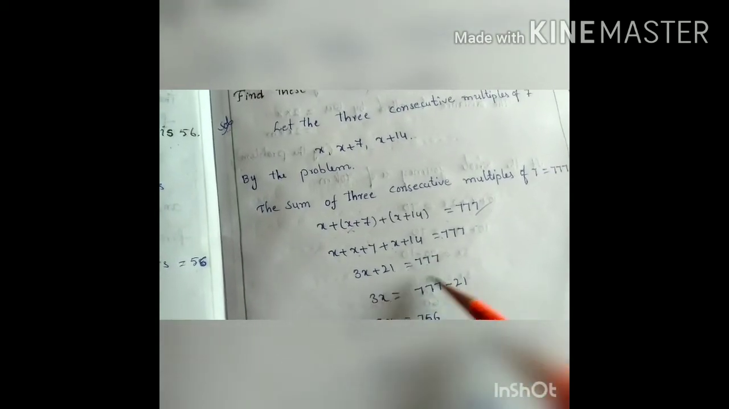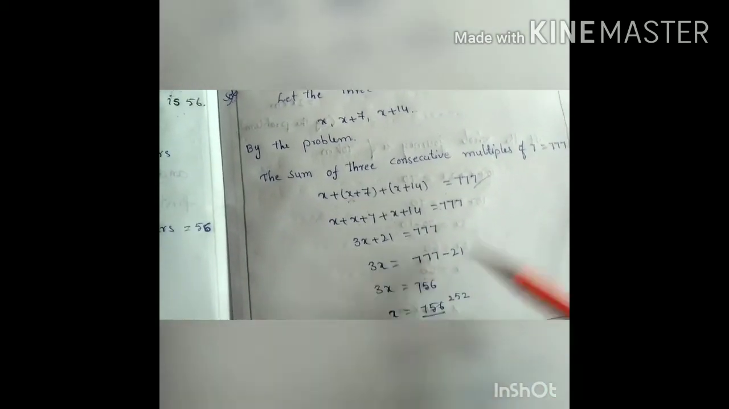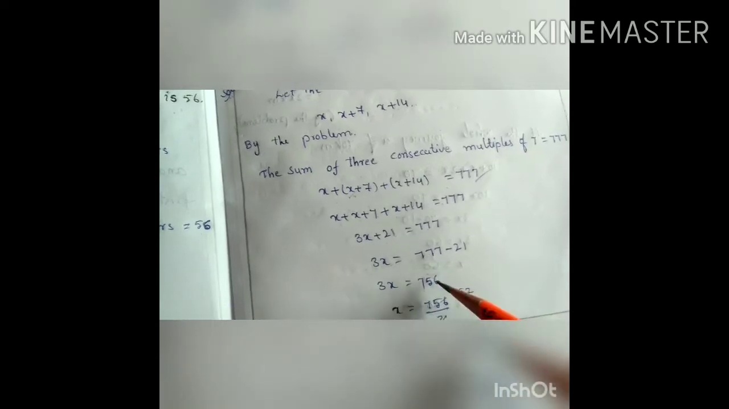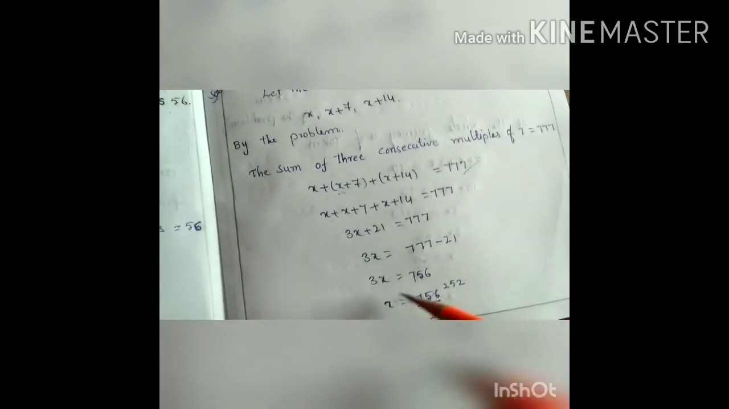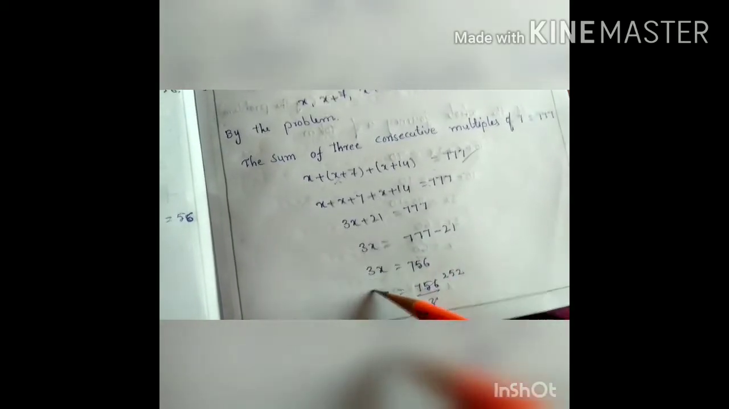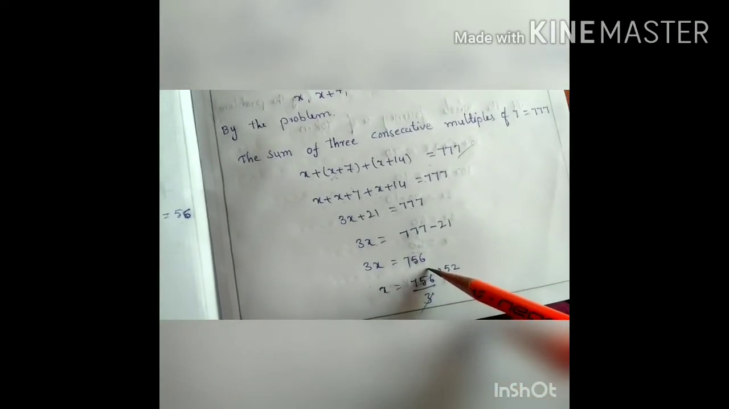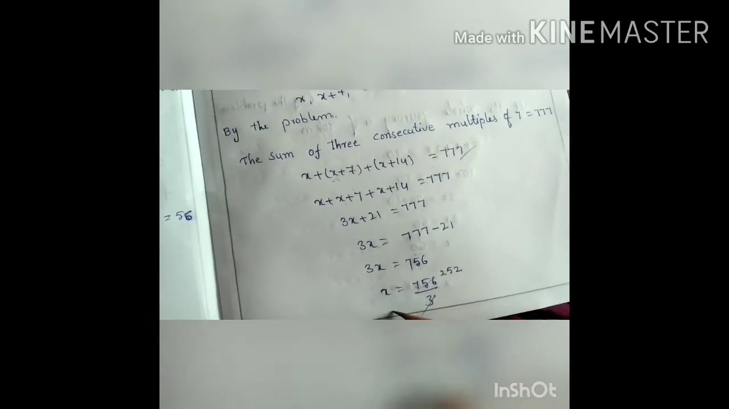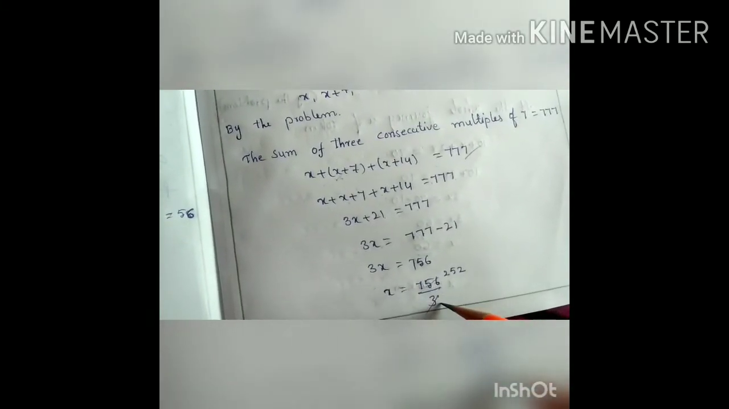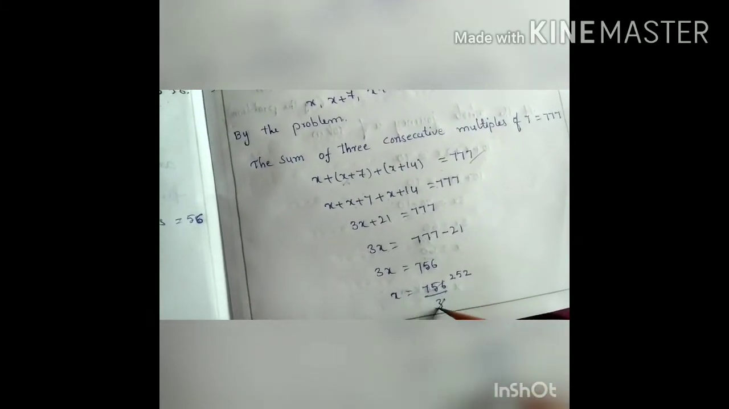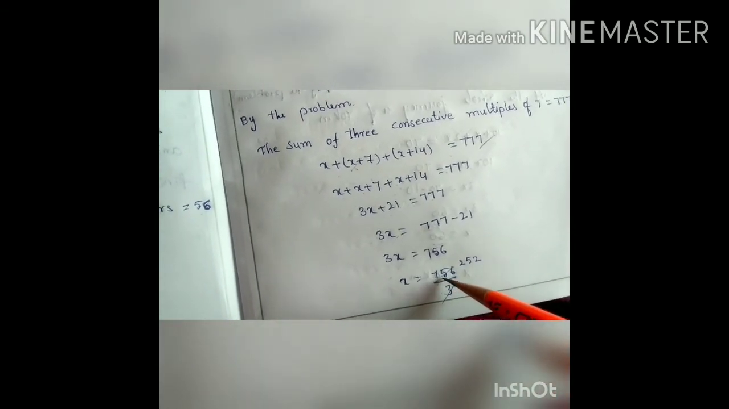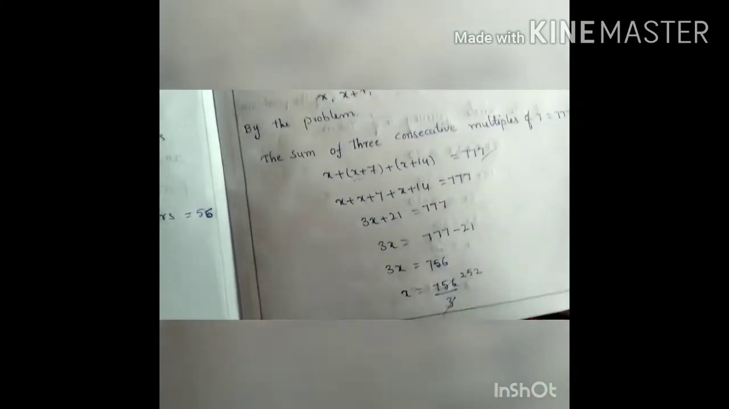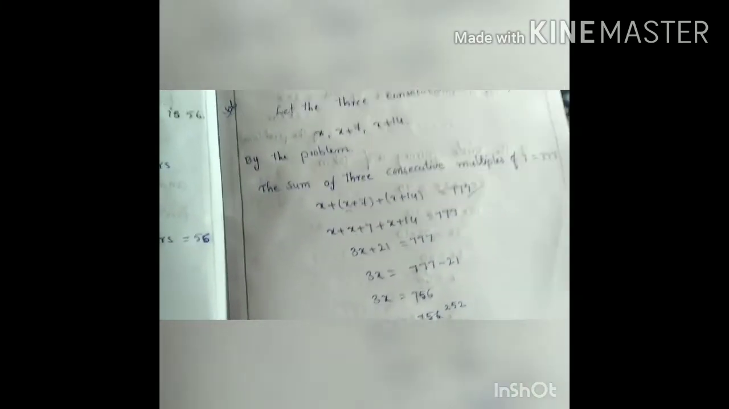3x equal to 777 minus 21. 3x equal to 756. So x equal to 756 by 3, as the multiplication quantity becomes divided by quantity. In the table of 3, 7 is 2 times possible. 2 threes are 6. Remaining 15, 3 fives are 15. Then 6, 2 threes are 6. So therefore x equal to 252.